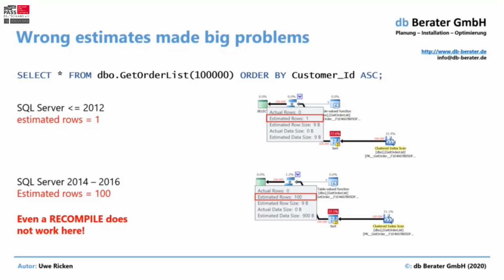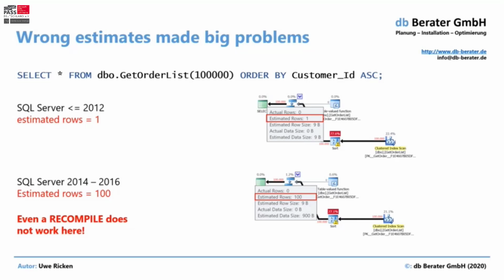With SQL 2014, there was a new cardinality estimator which came into the game. And with 2014 and 2016, the estimated rows was increased from 1 to 100. So you can think of, if you have multi-line table-valued functions which normally return more than 1,500 rows, it could be a massive degradation of your query. And I saw lots of them. People were dealing with multi-line table-valued functions for a huge amount of data.